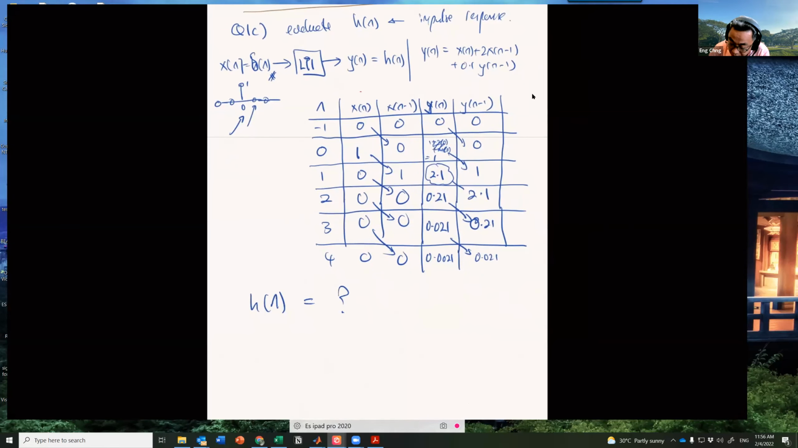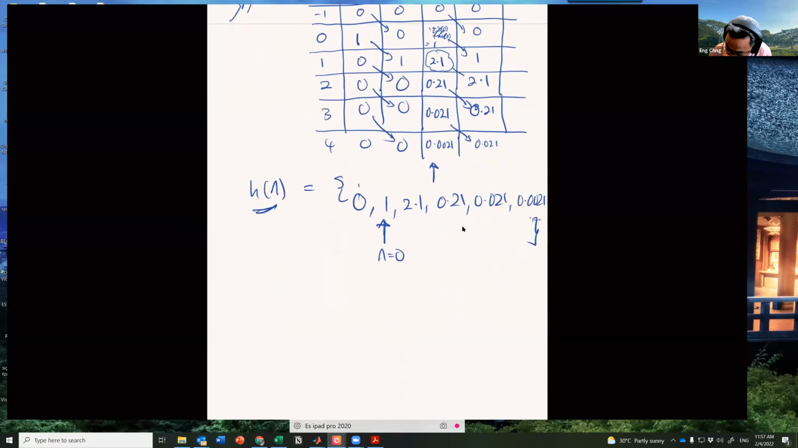All right, but of course, before we do that, we want to answer the question so that we can get our marks. So we look at this column. This is our output. So we get 0, 1, 2.1, 0.21, 0.021, 0.0021, and so on. And then we put an arrow here to say that this is n equals 0. So this is our h of n. How many marks is this question? This question is 6 marks. So for 6 marks, you have to get this right, as well as the closed form solution.